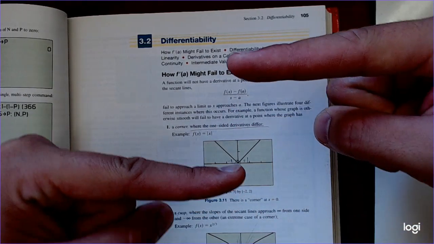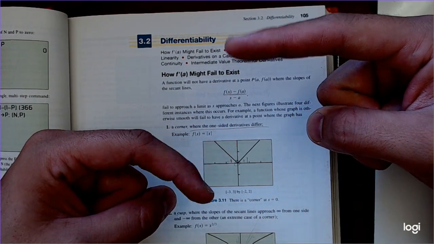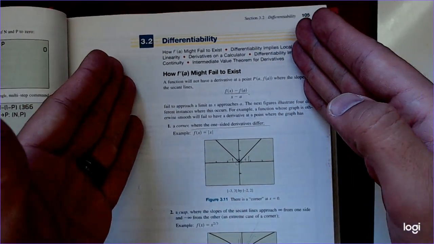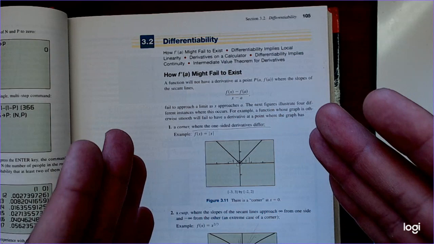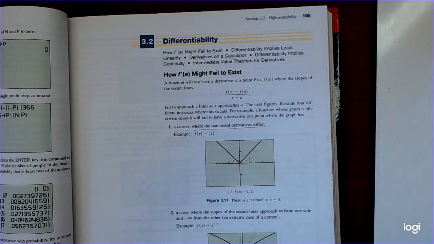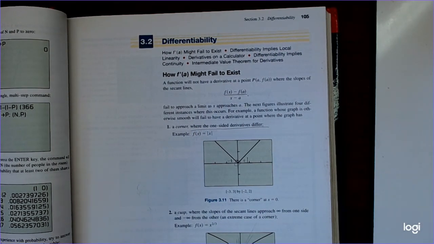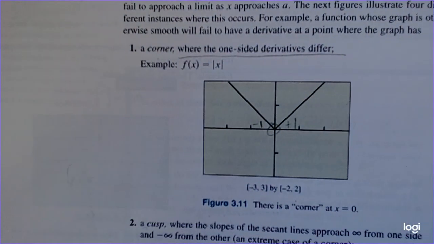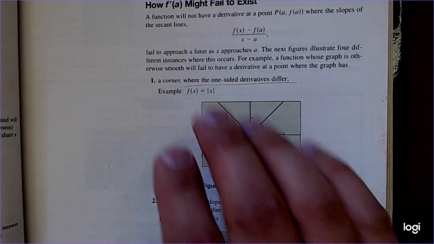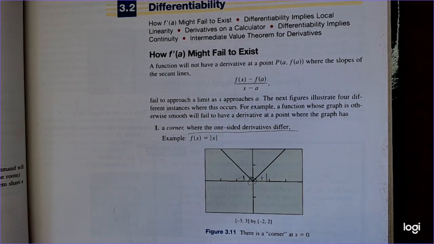So if we were going to do a jump discontinuity on a function like this, at this point, the limit would fail to exist. And the same goes for differentiability. A function is not differentiable if the left and right hand derivatives do not match. Now, there are some special instances where that happens, and I've done some drawings on the textbook to explain this. It's talking about how f prime of a, the derivative at a, might fail to exist.